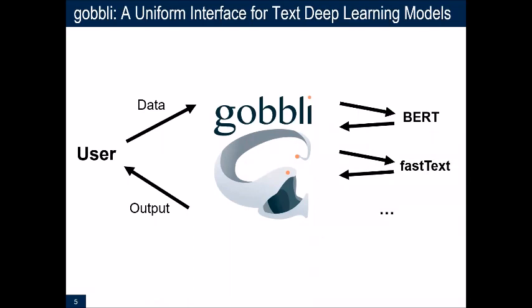So we built Gobbly to be an intermediary between a uniform input and output format, and a bunch of different state-of-the-art models. So you put your data into Gobbly in one single format, and you get output in one single format, but you can use it with a bunch of different models and with exactly the same view. So you could run it on Google's BERT, or on a simpler model like Facebook fastText, and your code is very simple and it all looks about the same.